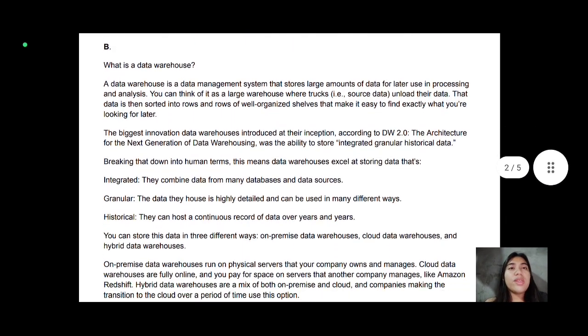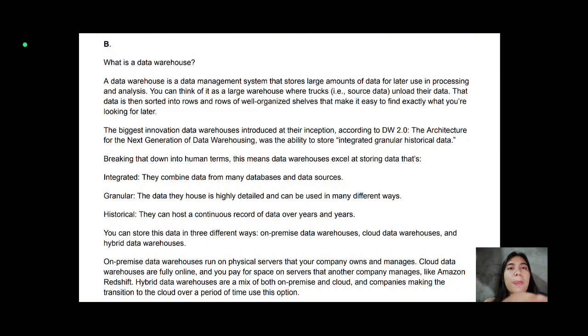B. What is a data warehouse? A data warehouse is a data management system that stores large amounts of data for later use in processing and analysis. You can think of it as a large warehouse where trucks unload their data. That data is then sorted into rows and rows of well-organized shelves that make it easy to find exactly what you're looking for later.